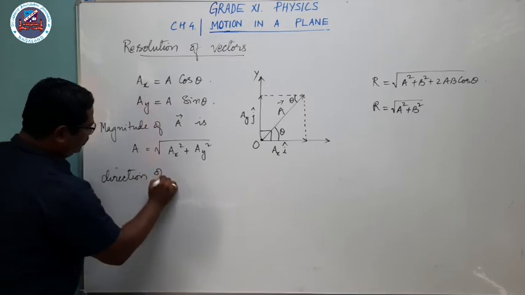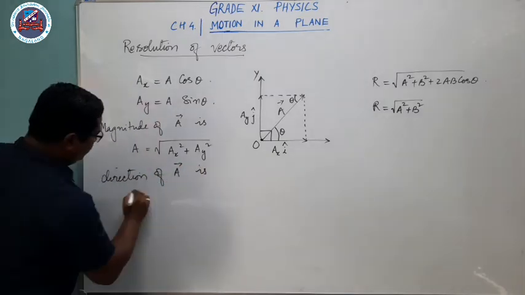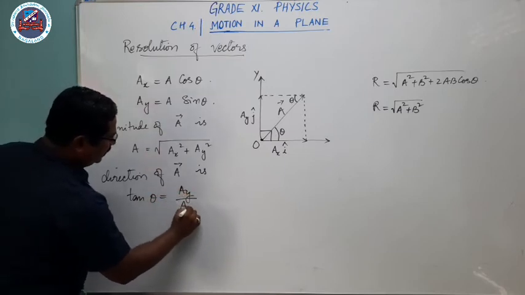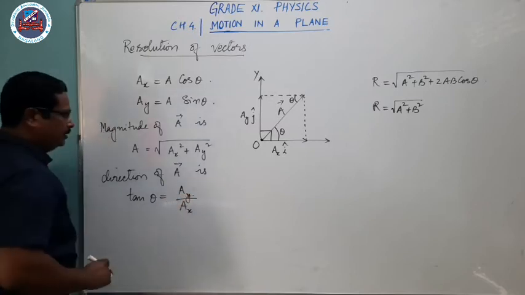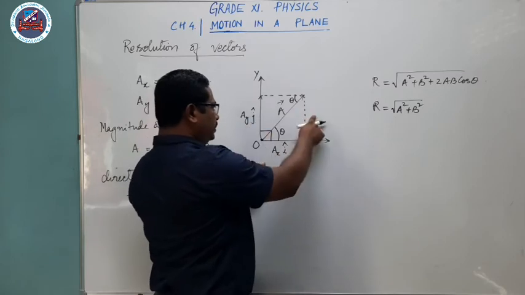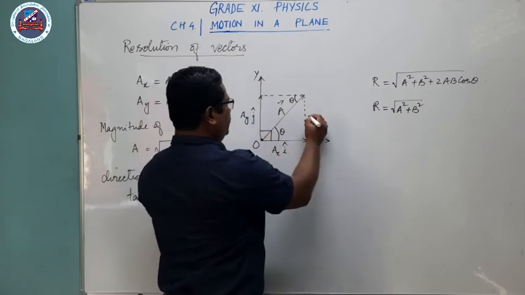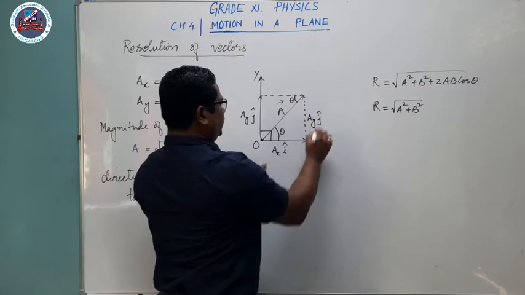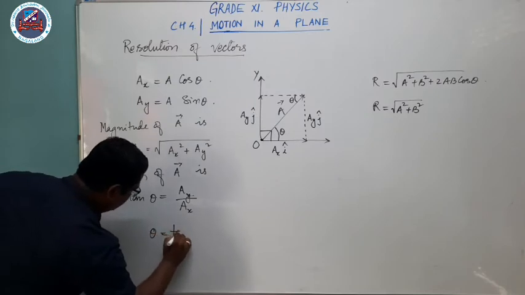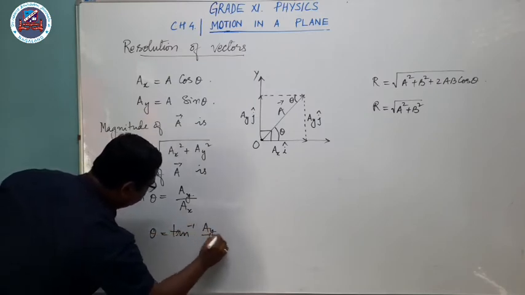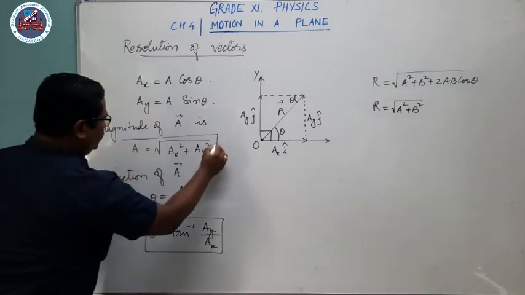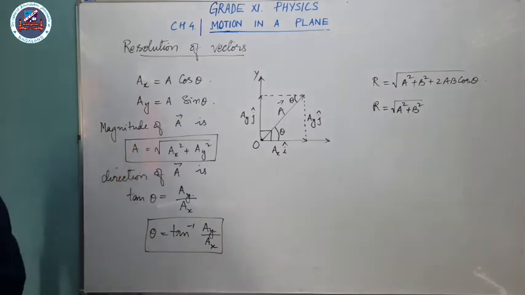Direction of A: tan theta is equal to Ay by Ax. Why? Because tan theta is perpendicular by base. Perpendicular is Ay j cap, and the base is Ax i cap. Perpendicular by base gives us the direction. So theta is equal to tan inverse of Ay by Ax. This will give you the direction, and the other formula will give you the magnitude of the resultant vector A.